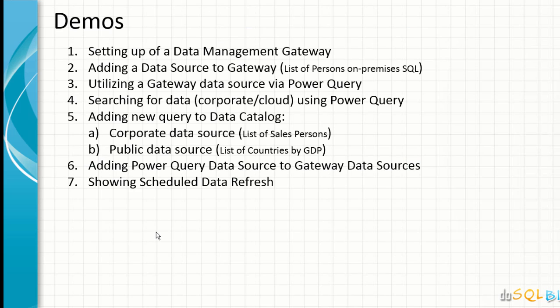We saw all the demo steps. To sum it up quickly, we saw setting up of a data management gateway, adding a data source to the gateway. In our case, we added an on-premises SQL data source, utilizing that data source of the management gateway through Power Query and making it searchable to the Power Query. And then we added 2 new queries to the data catalog. One was based on the corporate data source, another was the public data source. Then we also saw how we can add Power Query data source to the data management gateway, and then scheduling the data refresh to the Power Pivot model.